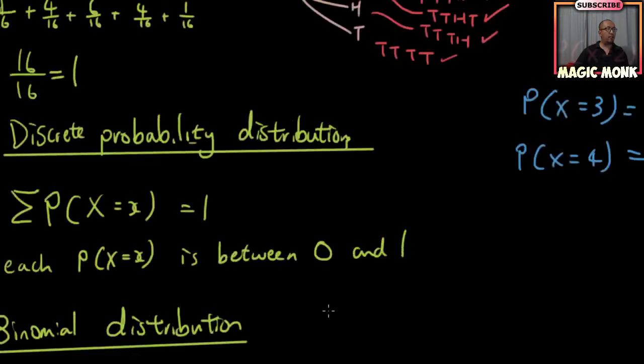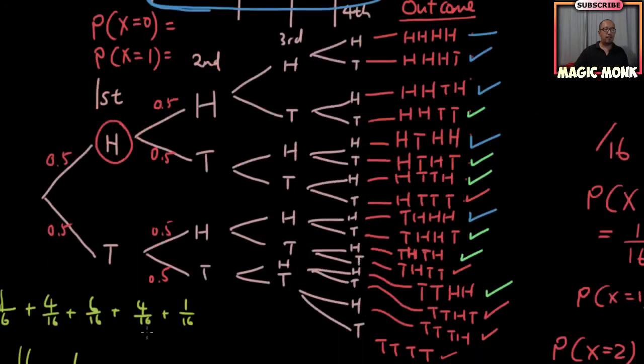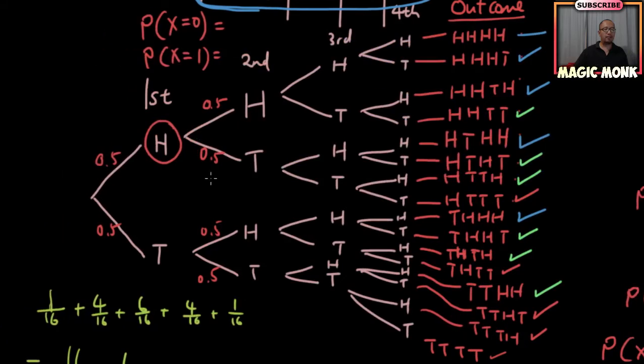Yeah, probability of success is 0.5 and probability of failure is 0.5 as well in the binomial distribution.